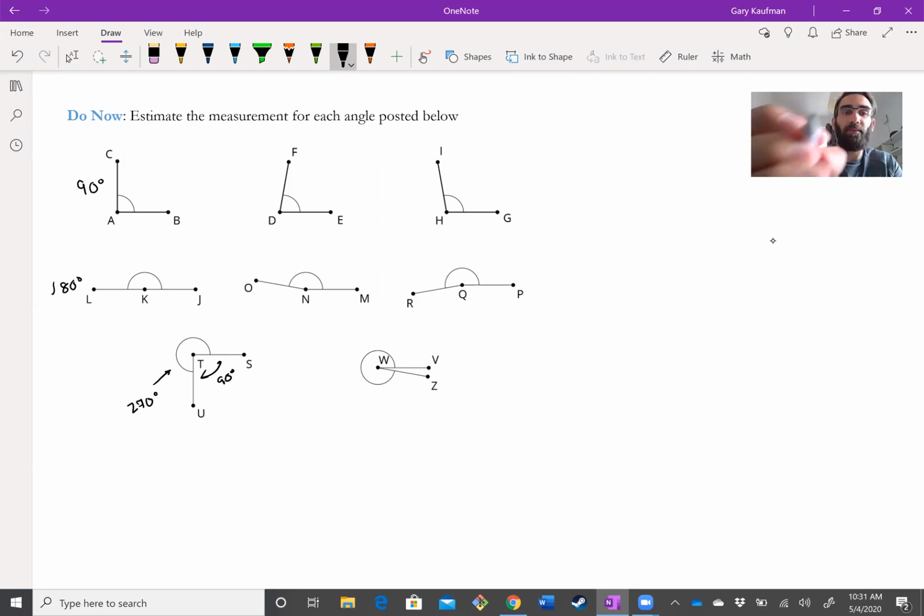Now, starting from the top again, this ends up being 15 degrees less than 90. So it's acute, so we know it's less than 90. This happens to be 15 actually above 90. This middle one ends up being 10 away from 180, so 170 degrees. Whereas the next one is 10 beyond, so 190.